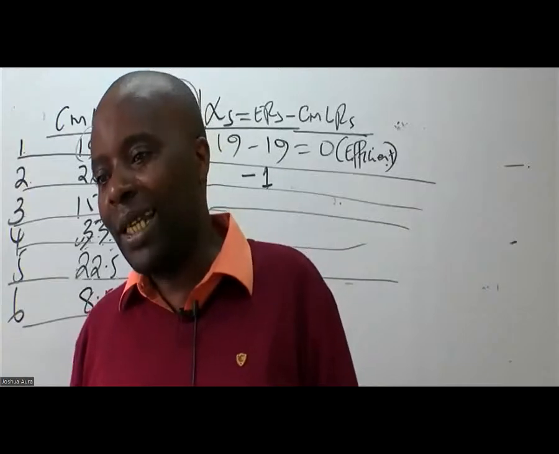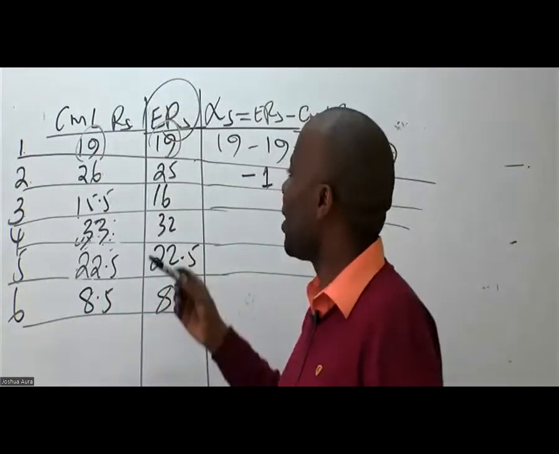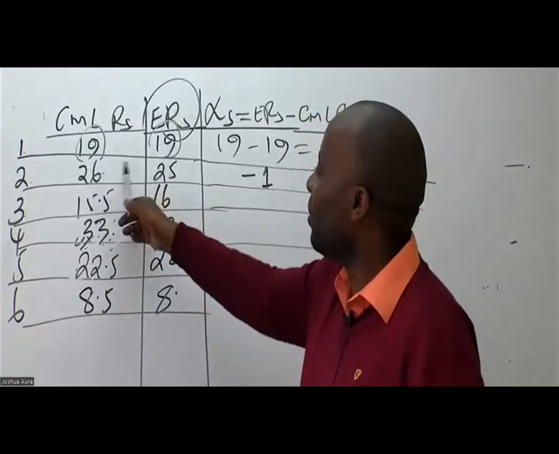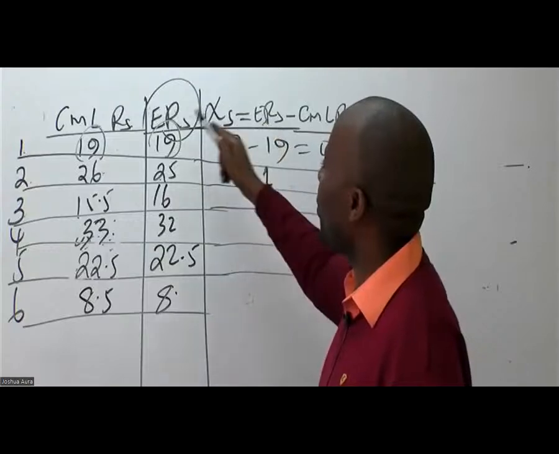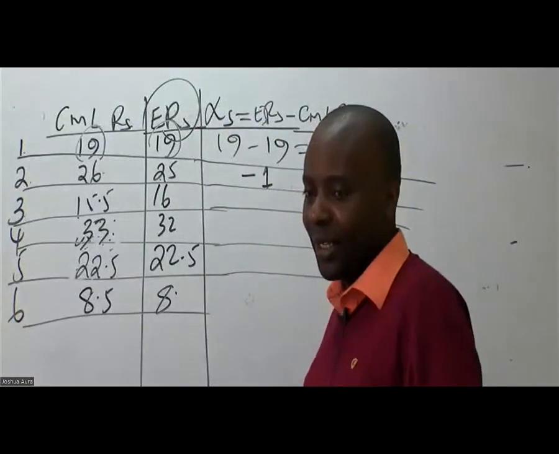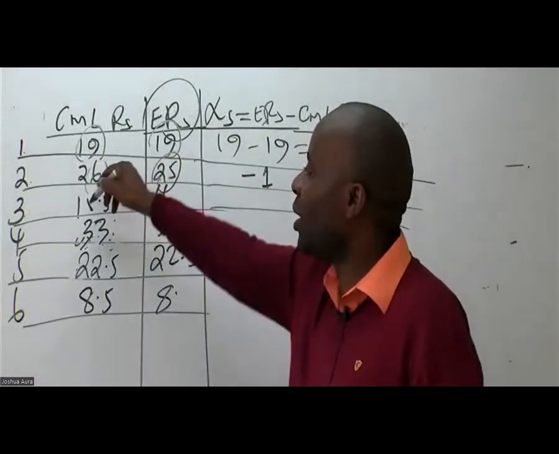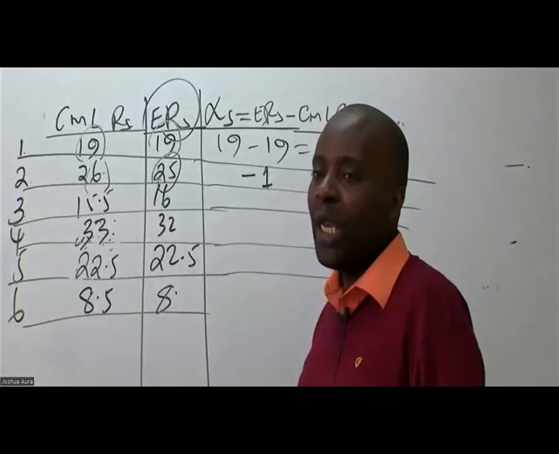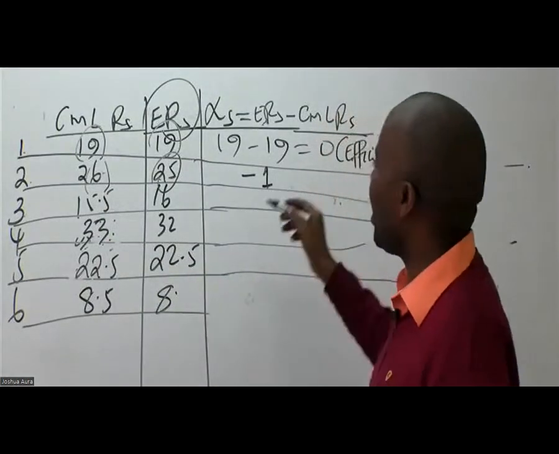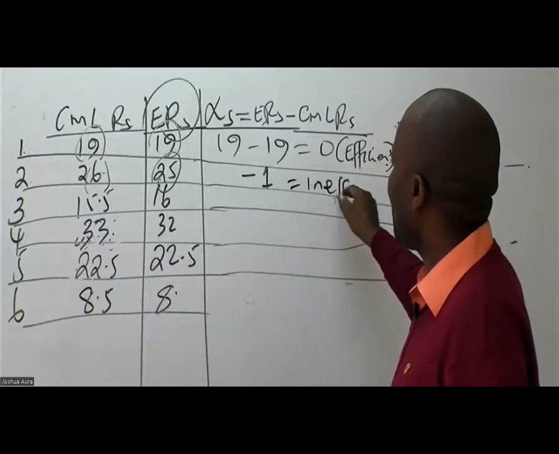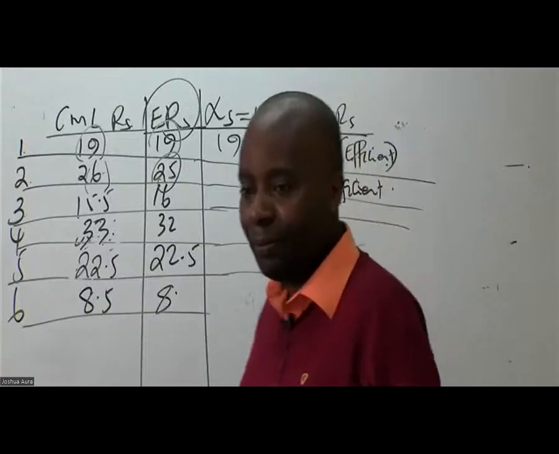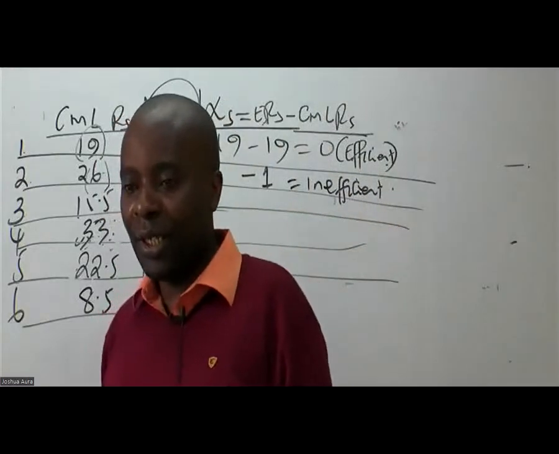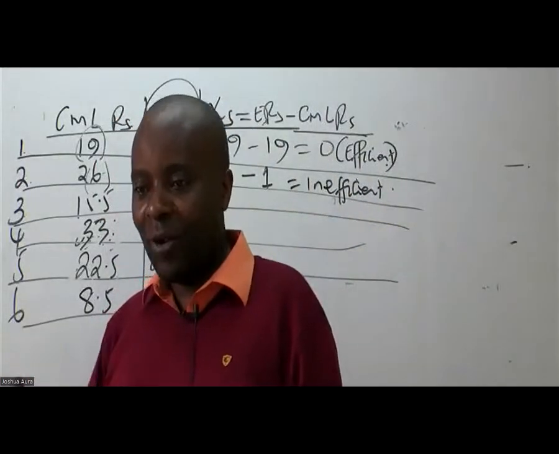I'm sure the mistake here is that you guys have taken 26 minus 25. The formula tells us that first of all, we need to start with ERS. So it should be 25 minus 26, which gives me minus 1. Any loss-making security is inefficient. I like what Carol is telling me.